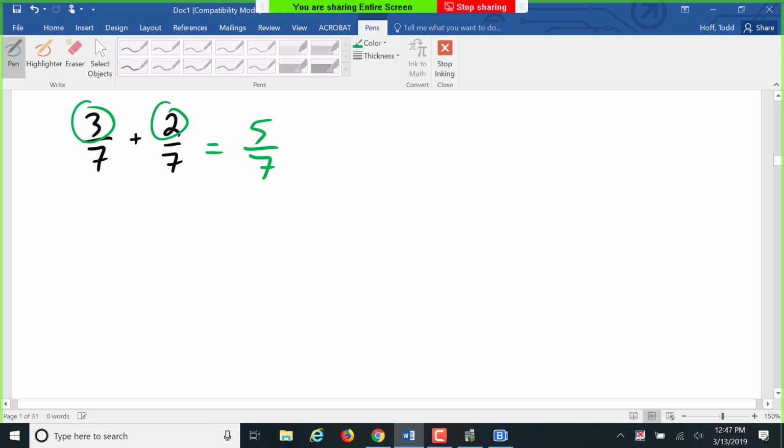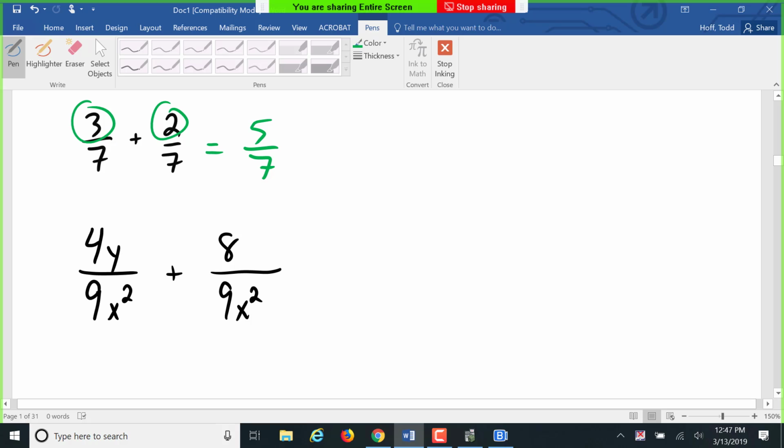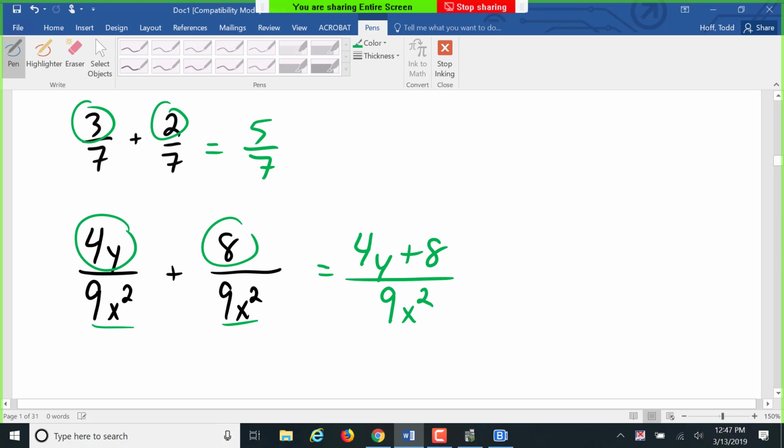So if I have fractions like 4y over 9x squared plus 8 over 9x squared, all I'm going to do is add the numerators. 4y plus 8 is simply 4y plus 8. And I'm going to keep that common denominator, 9x squared.